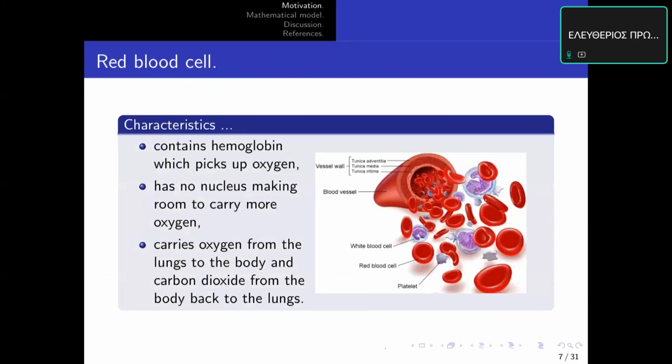About the red blood cell, some characteristics. The red blood cell contains hemoglobin, which picks up oxygen. It has no nucleus, making room to carry more oxygen. And it carries oxygen from the lungs to the body and carbon dioxide from the body back to the lungs.